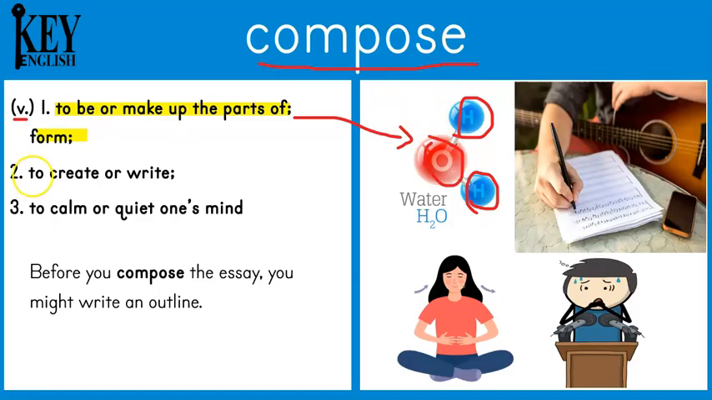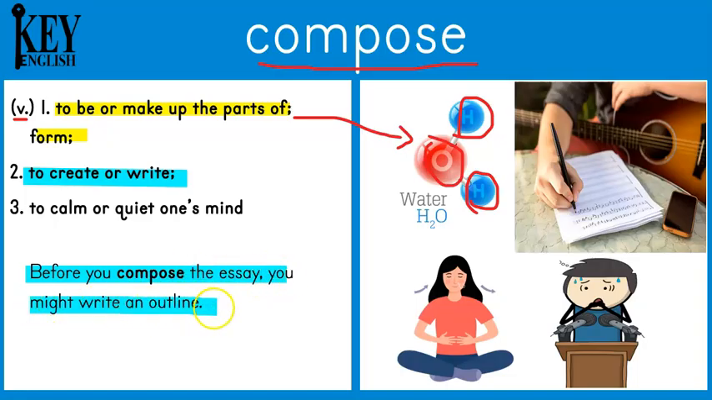Compose can also mean to create or write. For example, before you compose the essay, you might write an outline. So composing can also be writing something like a song, a poem, or an essay. So in this picture here, I can say a musician can compose a song for the school concert. Or for writing something, I could say she will compose a poem about spring.